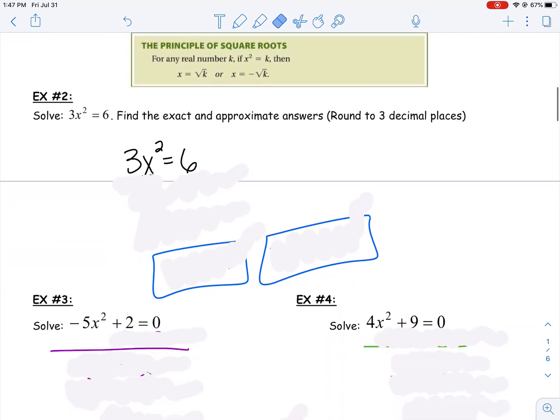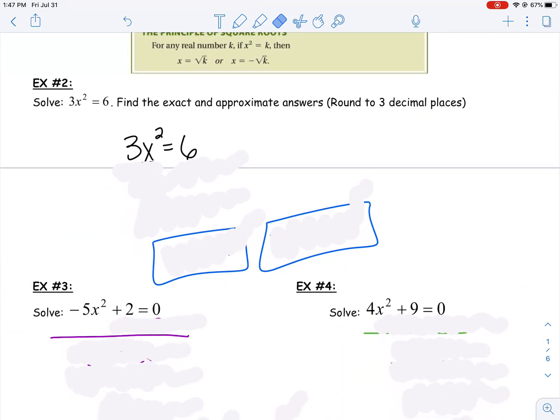Let's do some more of those. Example number 2 says we have the equation 3x squared equals 6. We want to find the exact and an approximate answer to 3 decimal places. So what we want to do is solve this and figure out what x equals. We're going to get rid of all of the coefficients and numbers being added or subtracted, and then the very last thing we're going to do is square root to get rid of that square. So before we square root, let's always get rid of everything else first, kind of like when we isolated our radical.